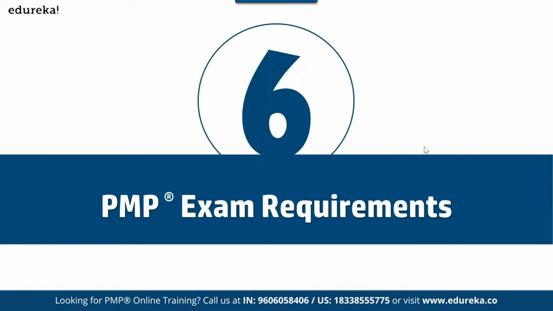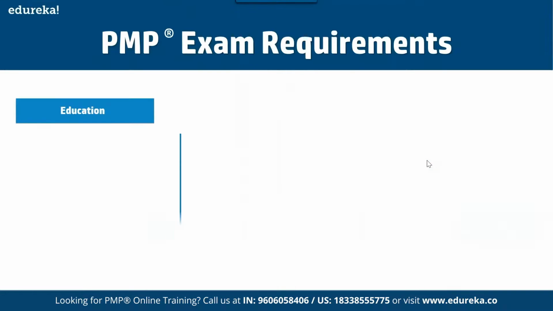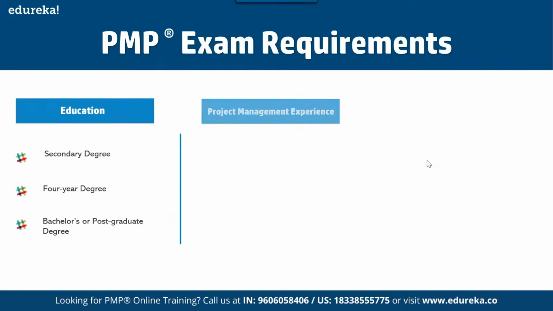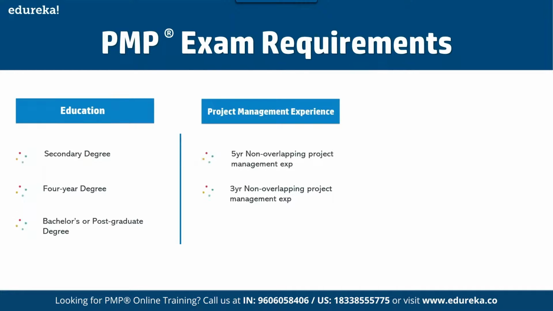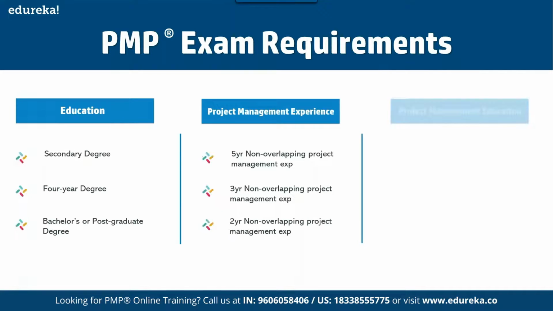Now, coming to the next part, which is the PMP exam requirements. In terms of education, you should have a secondary degree, a 4-year degree, or a bachelor's or postgraduate degree. In terms of experience, you should have 5 years of non-overlapping project management experience or 3 years of non-overlapping project management experience. If you are holding a bachelor's or postgraduate degree, then having 2 years of experience is fine. If you already have a 4-year degree, then having 3 years of experience is fine. And if you have a secondary degree, then you will require 5 years of experience.